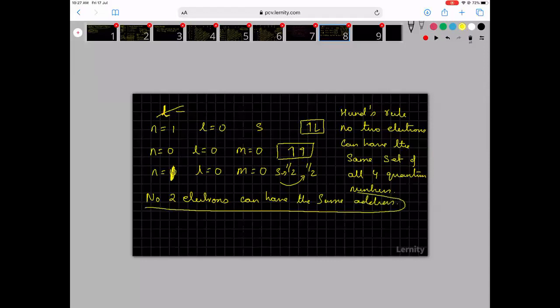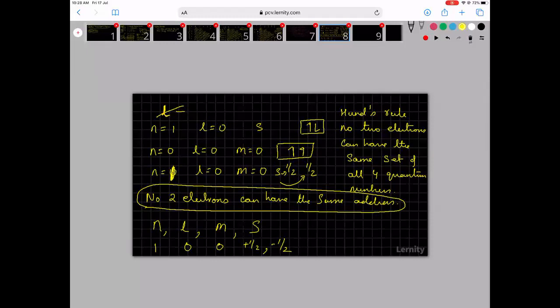No two electrons can have the same address, and the address consists of the principal quantum number, azimuthal quantum number, magnetic quantum number, and spin quantum number. So if this is 1, this is 0, this is 0, this can have only one value, plus half, and another value, minus half, so that the two addresses are different.